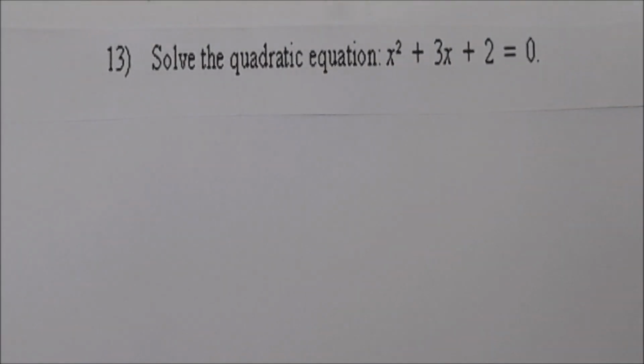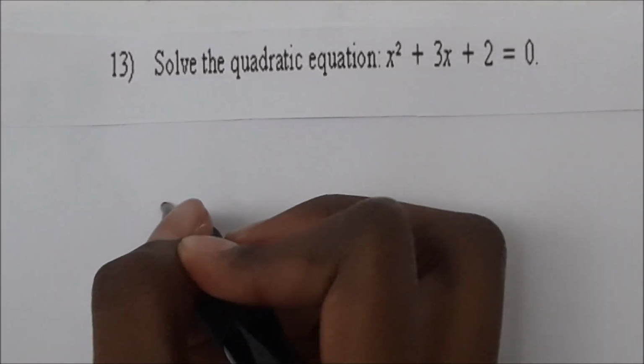Okay, number 13, read it. Solve the quadratic equation. X squared plus 3x plus 2 equals 0. Okay, so write it again at the bottom. X squared plus 3x plus 2 is equal to 0.